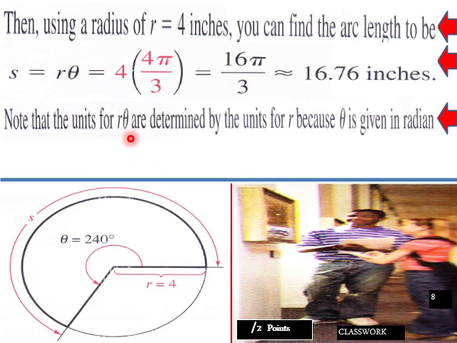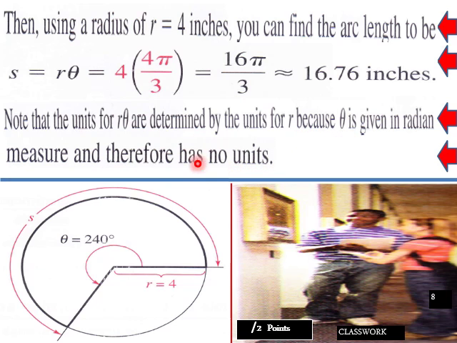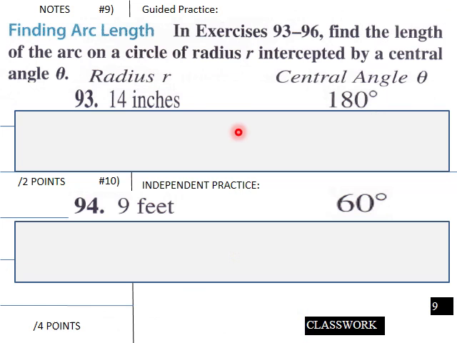Note that the units of r theta are determined by the units of r, because theta is given in radian measure and therefore it has no units. It's kind of a universal measure.